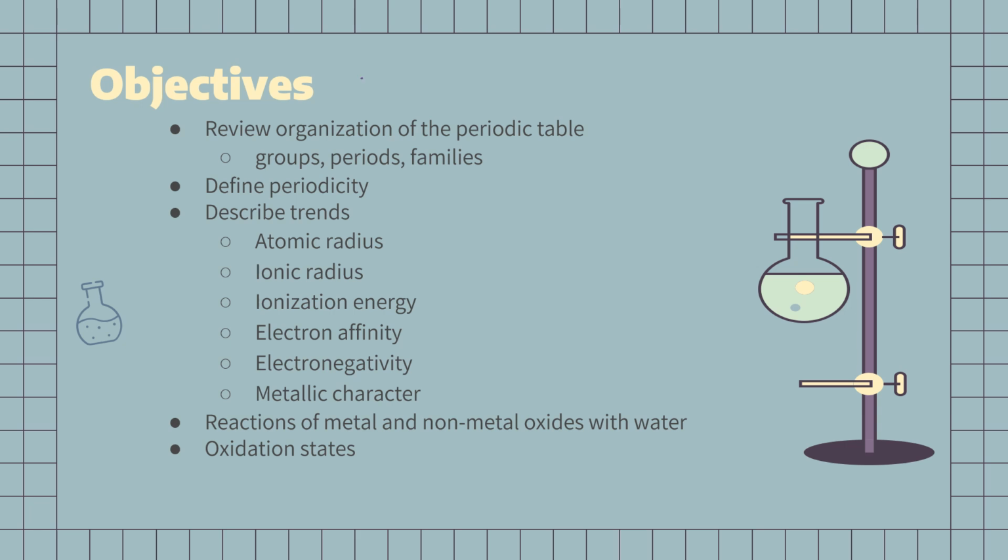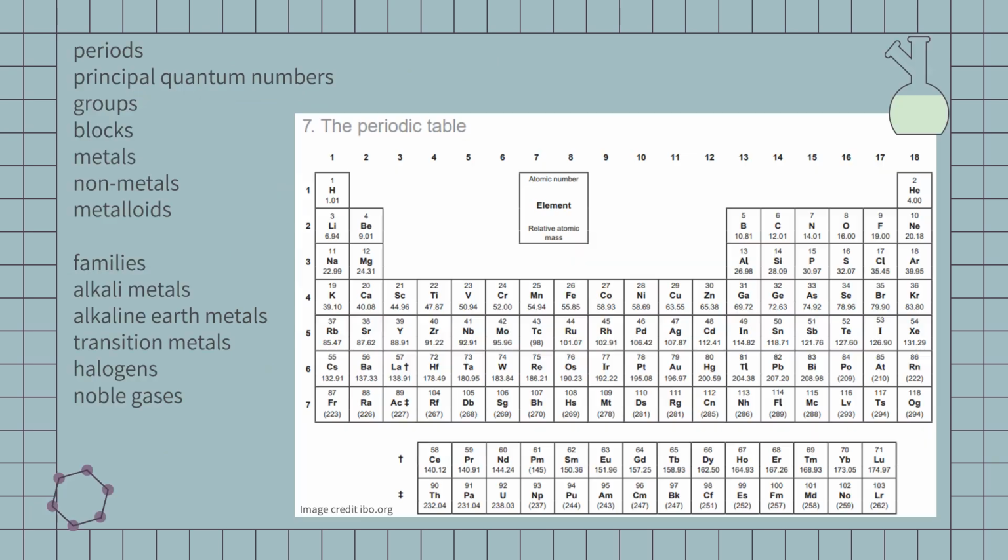We are going to review the organization of the periodic table, talking about periods and groups and families. We're going to define this idea of periodicity. We're going to talk about some periodic trends: atomic radius, ionic radius, ionization energy, electron affinity, electronegativity, and metallic character. We're going to talk about some reactions of metal and non-metal oxides with water. We're going to wrap up with a little look at oxidation states.